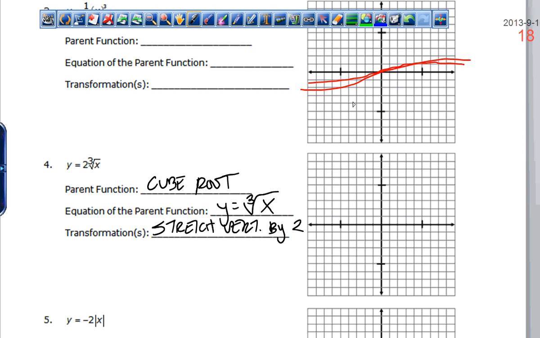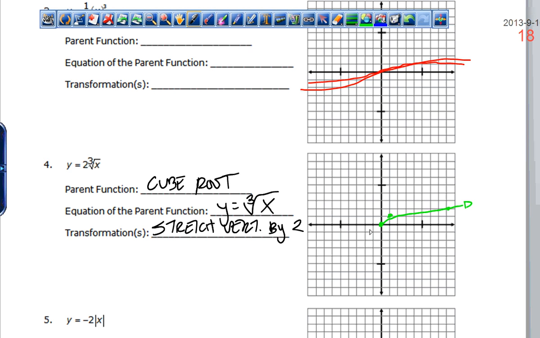Okay, so our cube root starts off at 0. Now we're taking the cube root of the x values. So the cube root of 1 is 1. What's the next x value I can take the cube root of? 3? No. 4? No. 9? No. 8, because 2 times 2 times 2 is 8. So that's half my graph.